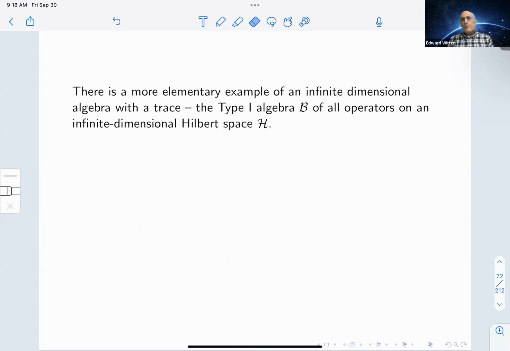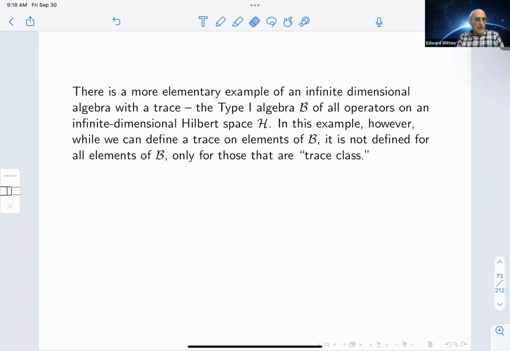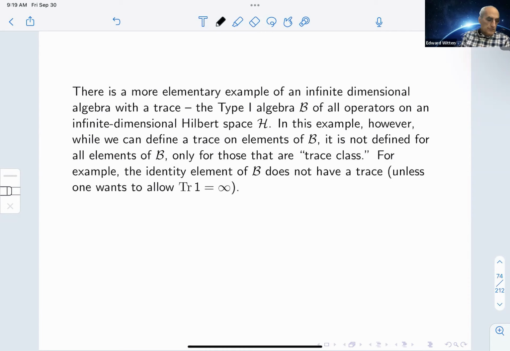Now, we did a certain amount of work to describe an infinite dimensional algebra with a trace, but there's a more elementary example you all know: the type 1 algebra B of all operators on an infinite dimensional Hilbert space H. In this example, we have a trace, which is just the trace in the Hilbert space. We take A to its trace in the Hilbert space. That's a trace, but it's not defined for all elements of B, only those that are trace class. For example, the identity element of B doesn't have a trace unless you want to allow infinity as a value.